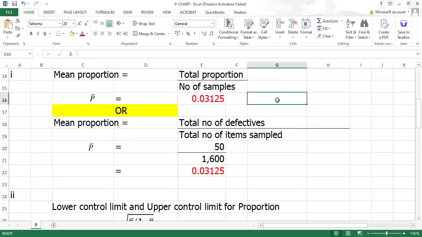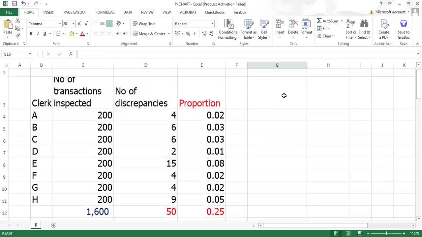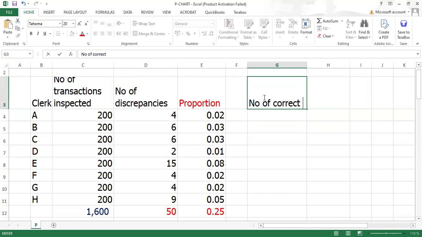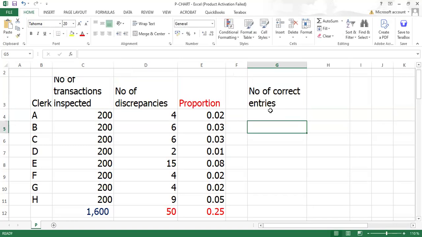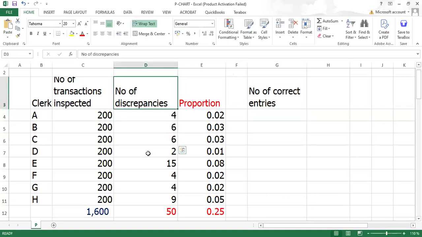Assume they said you look for the mean proportion of the correct data entry, sorry. Then you create the column for, of course you will create the column. You have the discrepancies, then you create the column for the number of correct entries. Because these ones are errors, right? This is where you have errors.